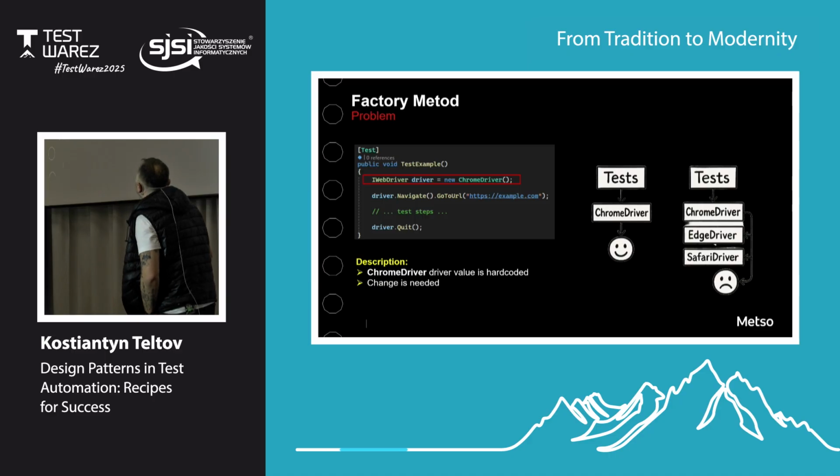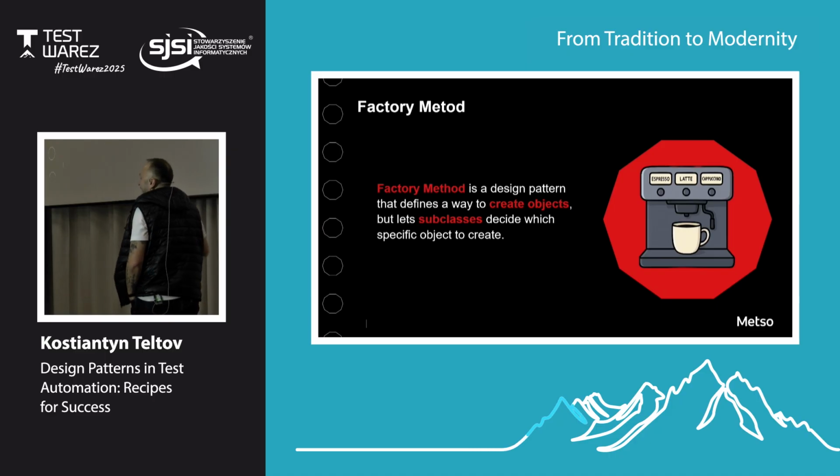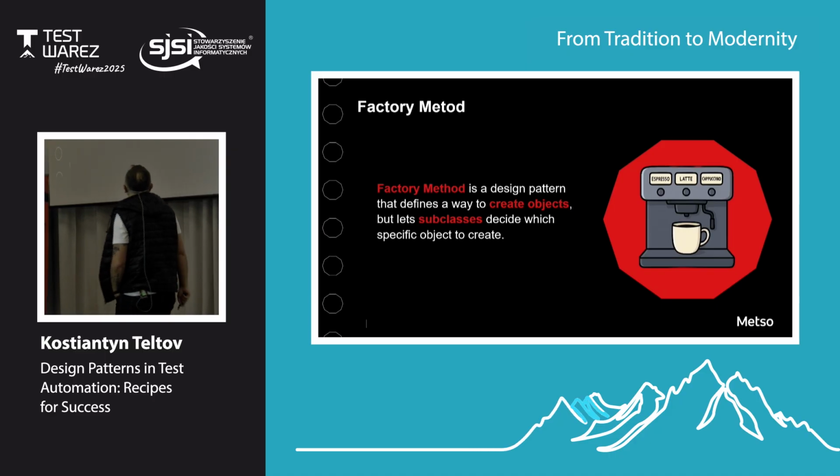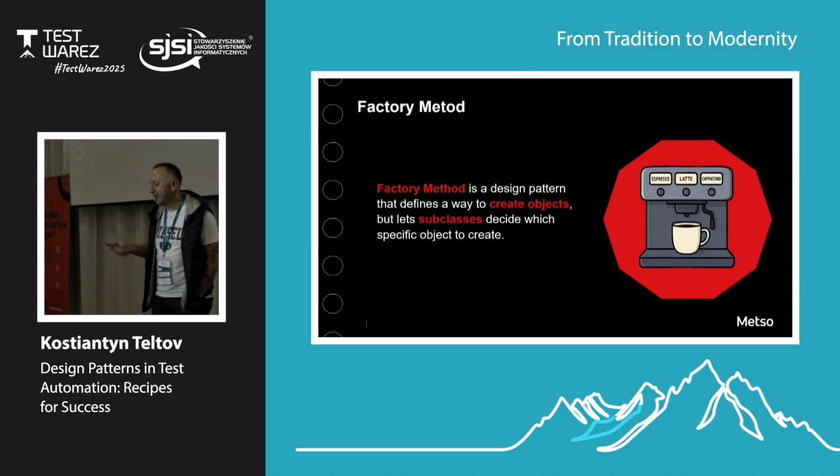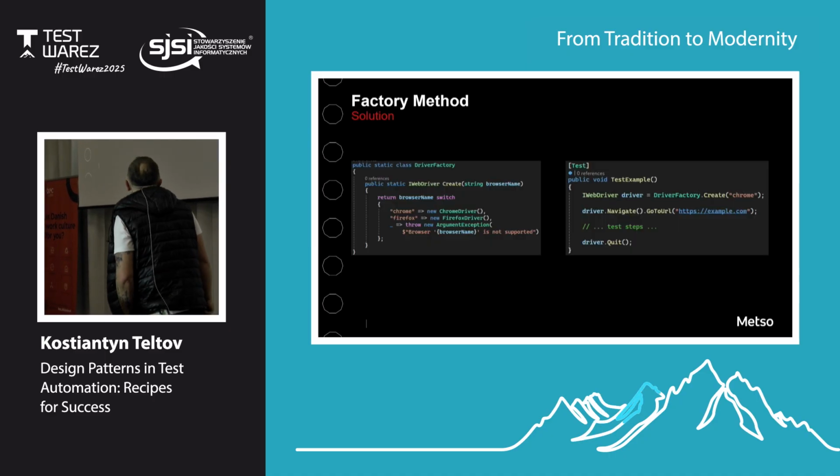And yes, like value hard-coded, and of course, you need to override your test. So in order to avoid it, you can use the factory method design pattern. It's like a coffee machine. Yes, you want to receive coffee, but coffee can be different. And how to do it?